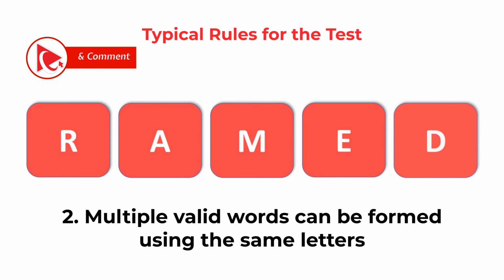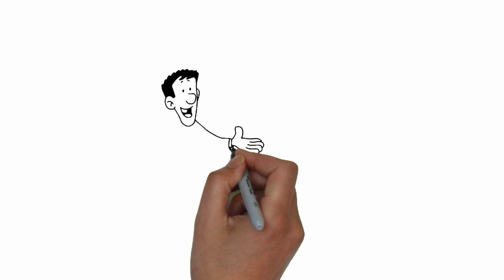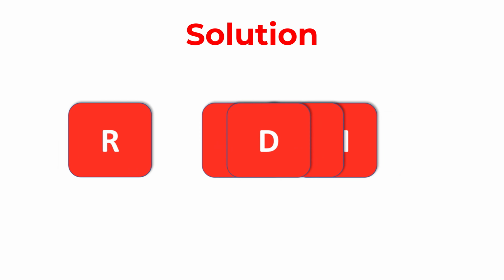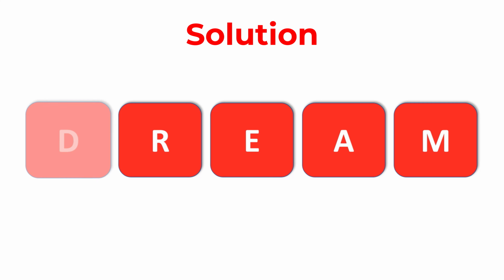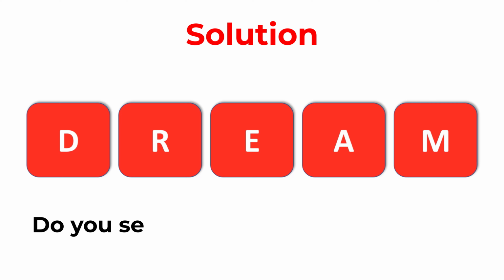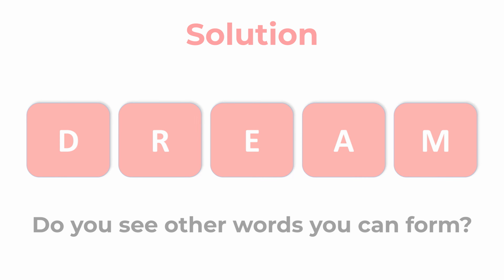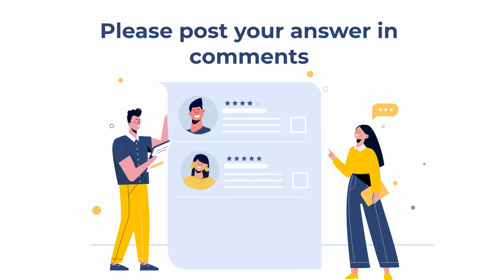Ready or not, I'm going to move forward and reveal the final solution. The solution to this challenge is the word dream, which is spelled as D, R, E, A, and M. Do you see any other solutions to this challenge? Make sure to post any other words that you discovered in the comments of this video.